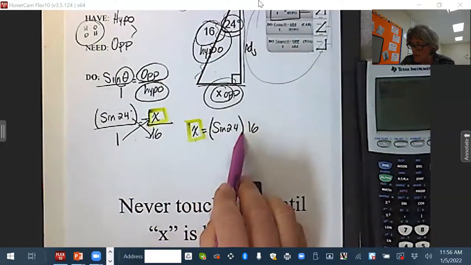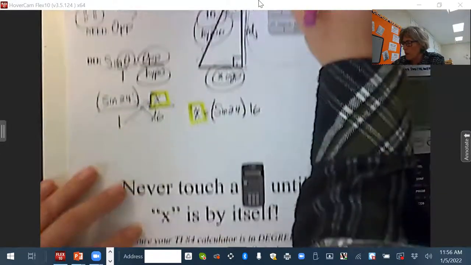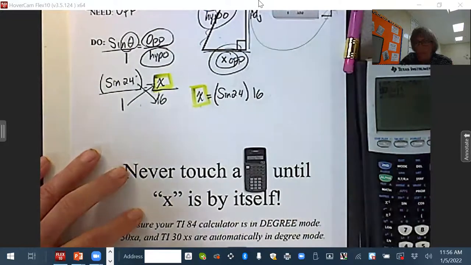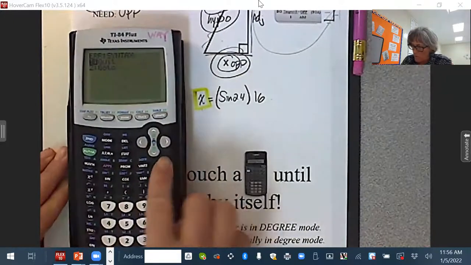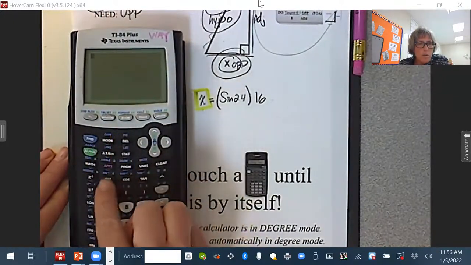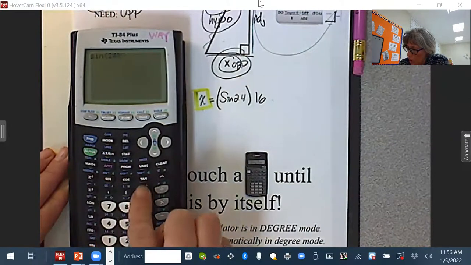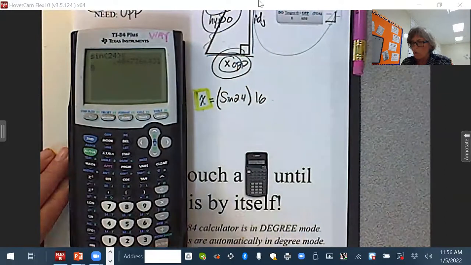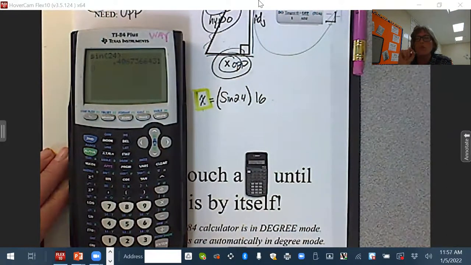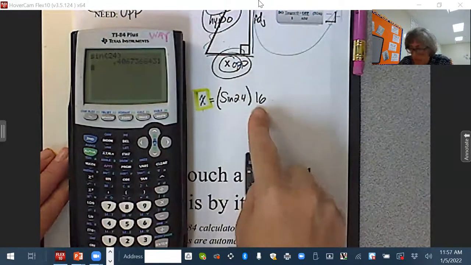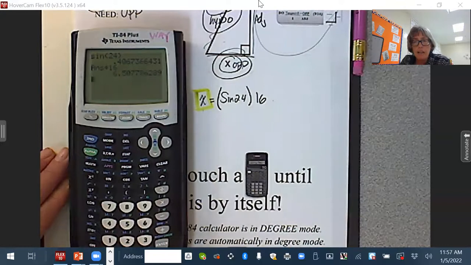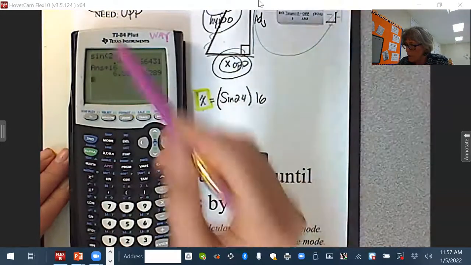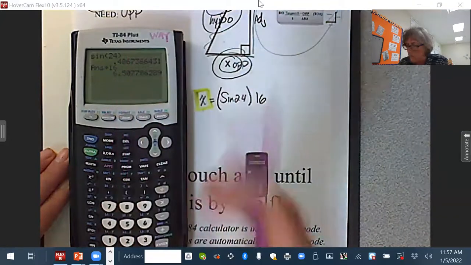I'm going to show you how to get this answer on two different calculators. Sine 24 times 16. Watch. I'll do the big string calculator since most of you have that. You do sine 24, enter. That's that sine ratio of that particular angle. There's your decimal. Now we're going to times it by 16. Take your final answers to the second decimal. And look what we got here, folks, 6.51.